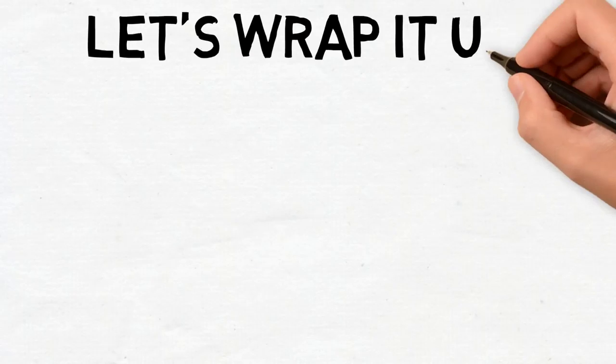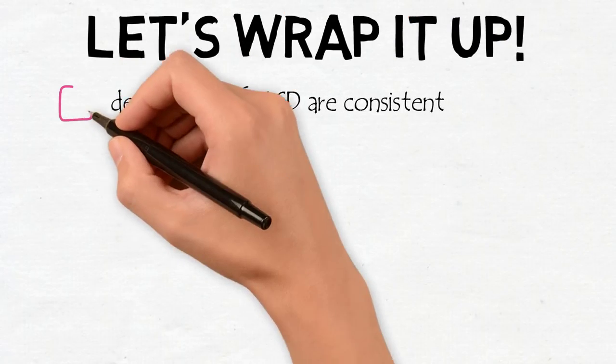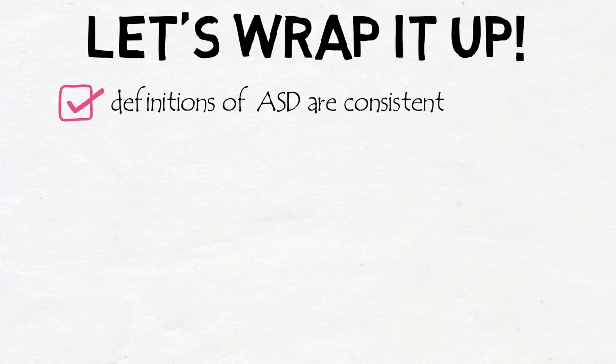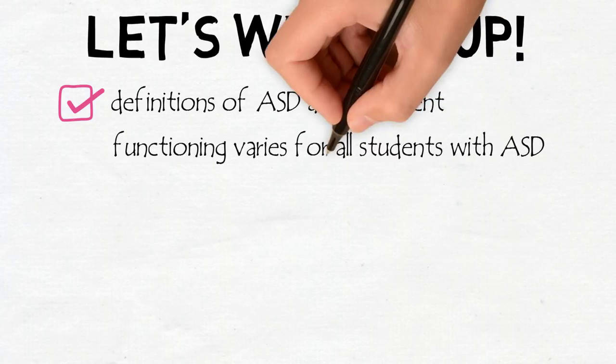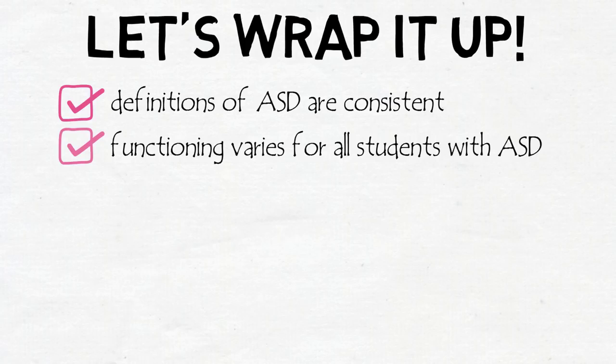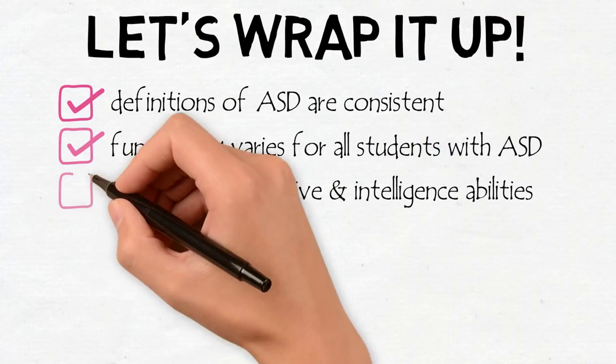Okay, time for a wrap-up. The definition of ASD is consistent with the government, the state of New Jersey, and the DSM-5, where its specifics are laid out. ASD is a spectrum disorder, which means emotional, social, and cognitive functioning varies depending on where the child is placed on the spectrum.